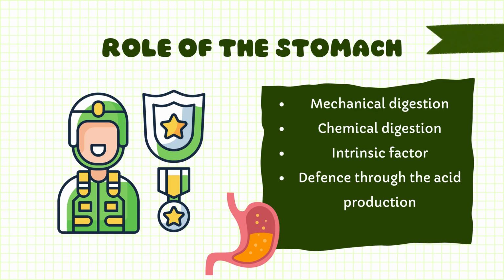The stomach acts as both a reservoir and a processor. Its main functions are mechanical digestion via mixing and churning, chemical digestion using acid and enzymes, secretion of intrinsic factor for vitamin B12 absorption, and defense through its low pH environment. It prepares food, now called chyme, for entry into the small intestine.